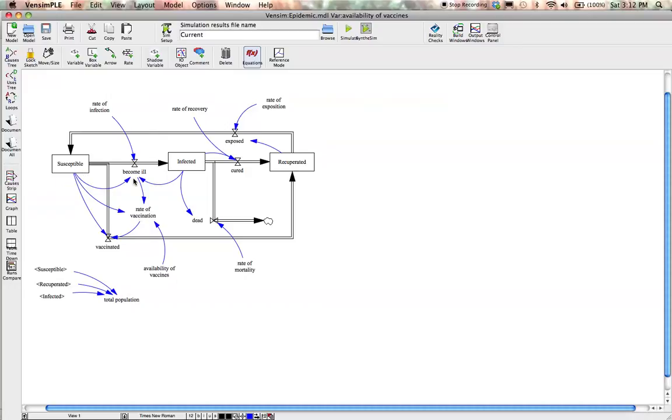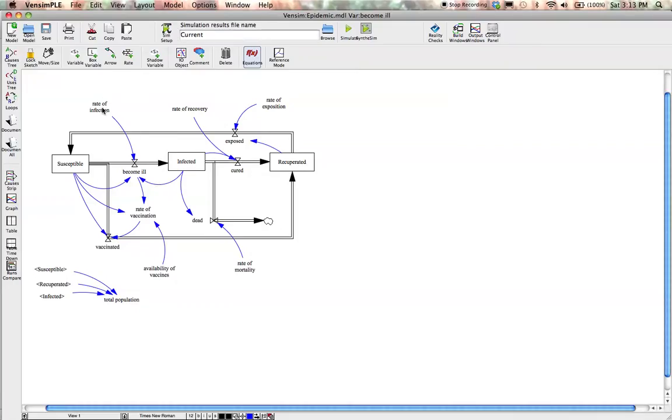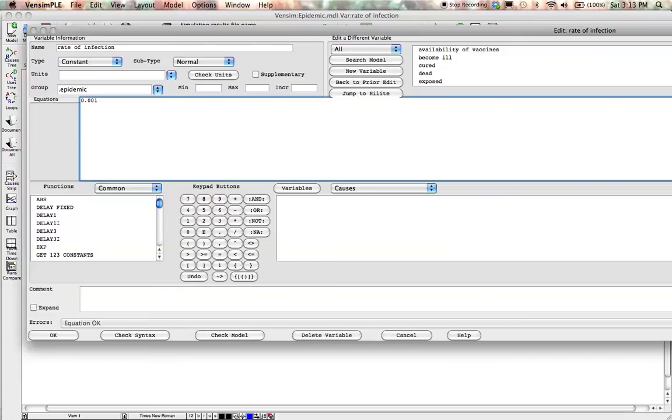Now, susceptibles can become ill. This here is essentially the SIR fraction of the model. The input of susceptibles into the infected pool is the product of the susceptibles times the infected times the rate of infection. This will be the beta rate that we saw earlier. Let's take a look at that rate of infection. It's a constant, and it's equal to 0.001 in this case.